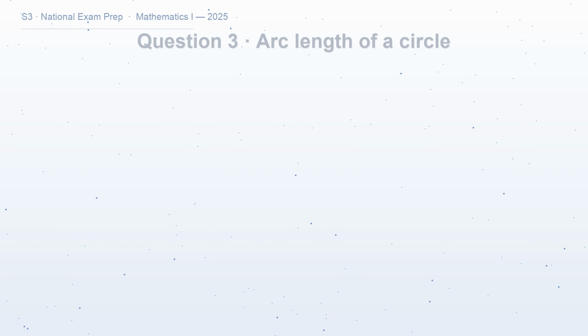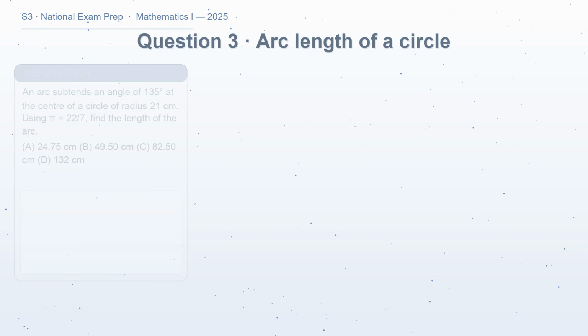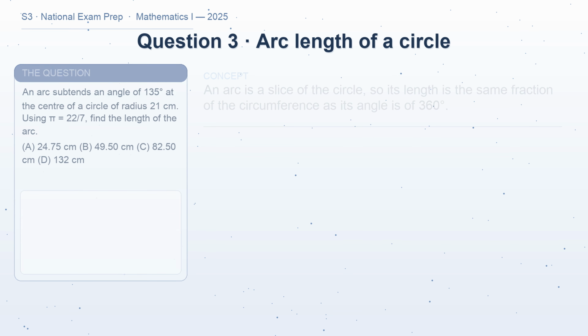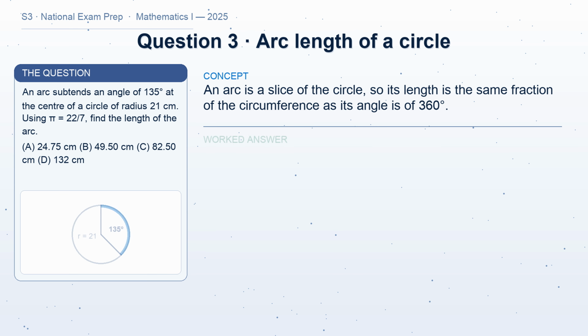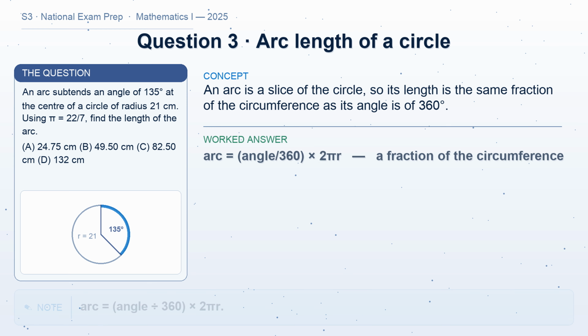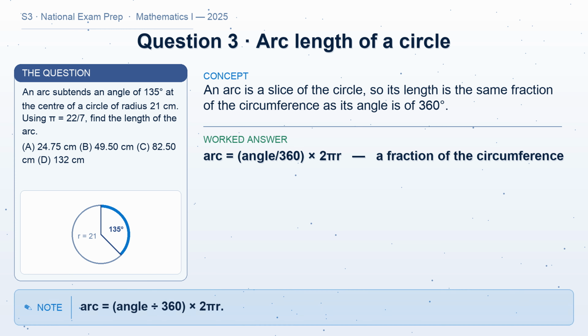Question 3. An arc subtends an angle of 135 degrees at the center of a circle whose radius is 21 centimeters. Taking pi as 22 over 7, find the length of the arc. Here is the idea. An arc is like the crust on a slice of pizza. The wider the angle of the slice, the longer the crust. So the arc is the same fraction of the whole circumference as its angle is of a full turn.